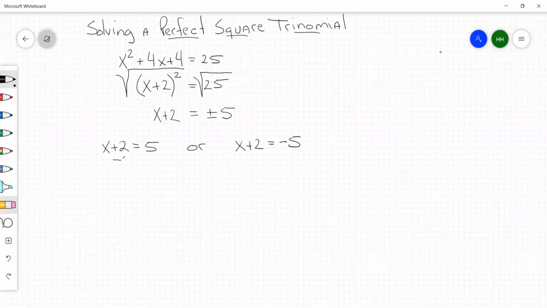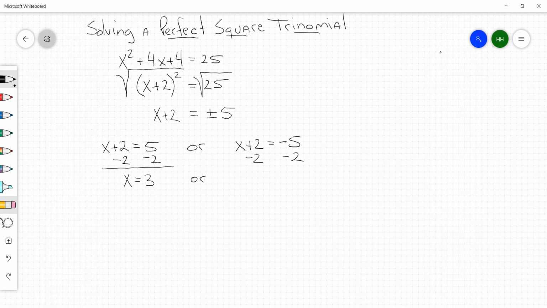So if you subtract 2 from each side, then x is equal to 3. And if you subtract 2 here, then x is equal to negative 7. And those are your two values of x, or your two zeros for the parabola.